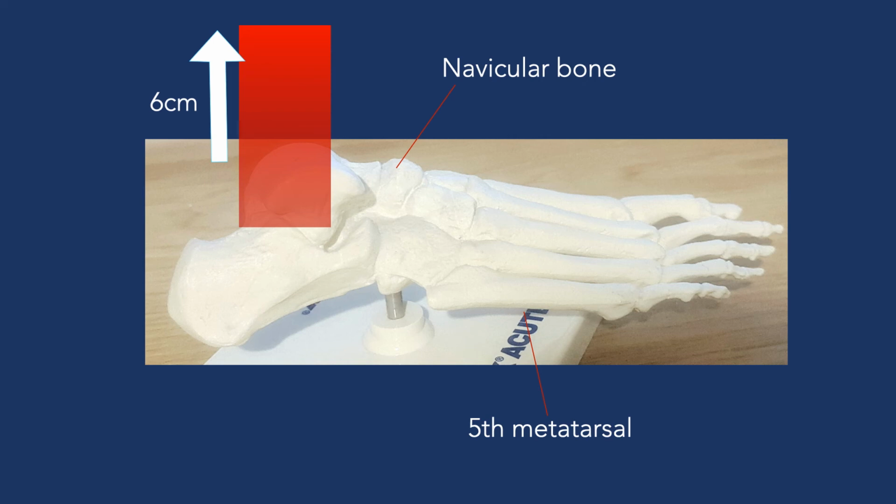Now, just for people that are more visual, there's a representation here of where the 5th metatarsal is, where the navicular bone is, and where the tibia and fibula would end up to make the medial and lateral malleolar areas. Remember, going up 6 centimeters above. So if any of these are positive, patient then needs an x-ray.